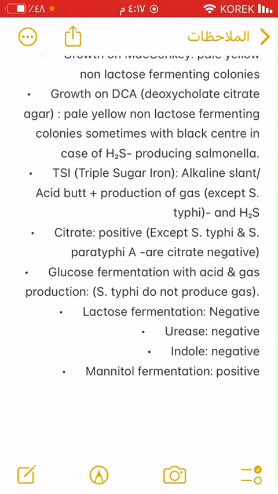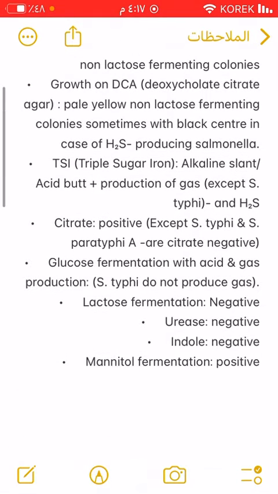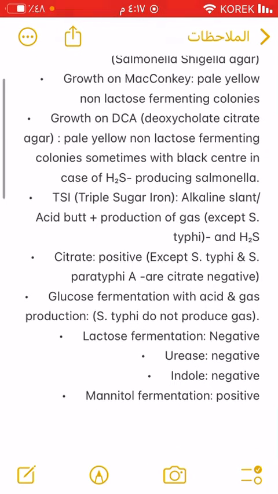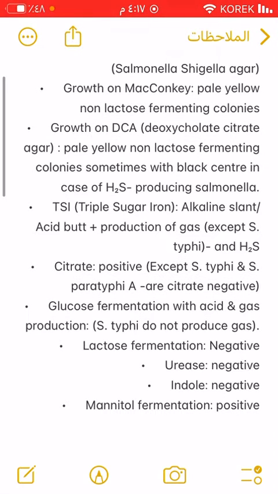Citrate positive. We have a test called the citrate test. We have a special media. We stab, just like the TSI, we stab into the butt and streak the slant. We incubate. The color will change from green to blue in the citrate test. So Salmonella typhi is negative for the citrate test. So this is the difference between them. Salmonella typhi is negative for the citrate test, and paratyphi, of course, are citrate positive.